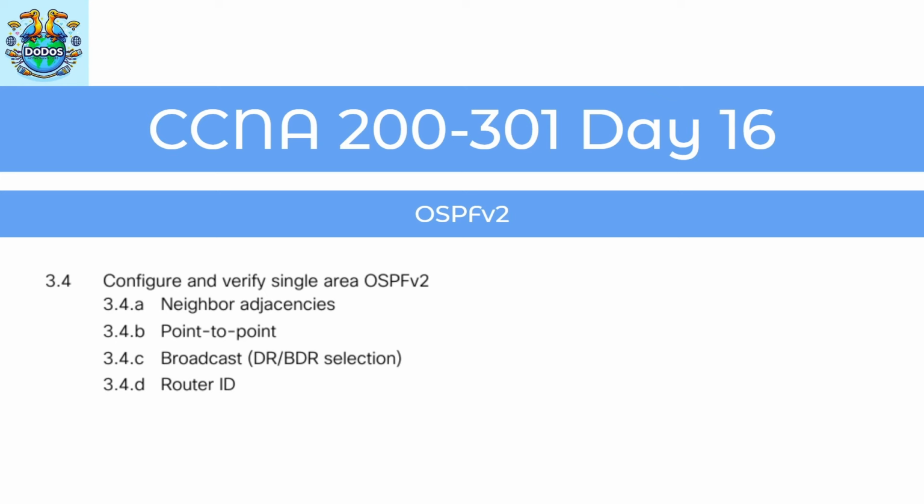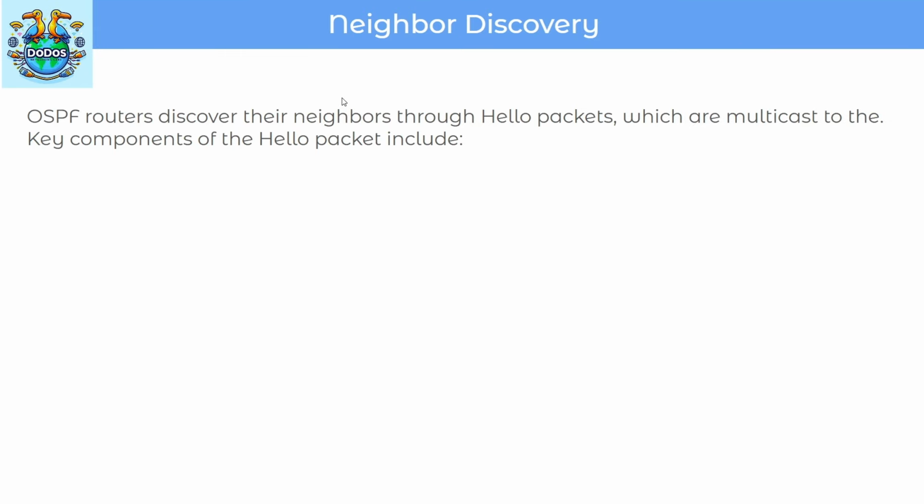Today it's CCNA 200-301 day 16, and today we're going to be covering OSPFv2. So the exam objectives today are configure and verify single area OSPFv2. And OSPF routers discover their neighbors through hello packets.